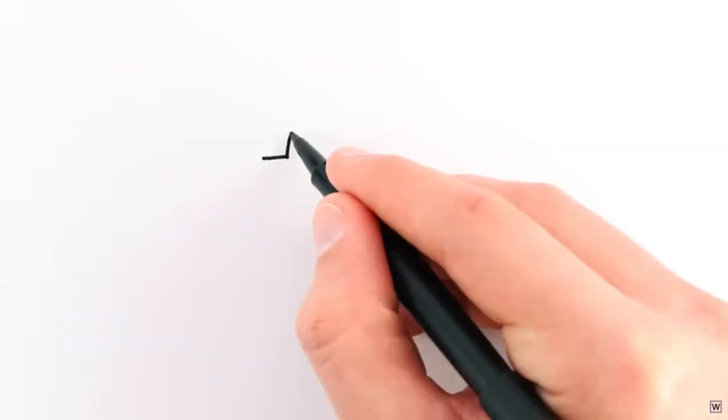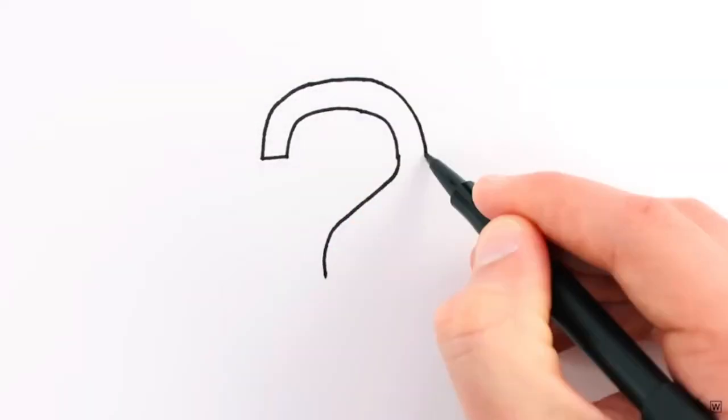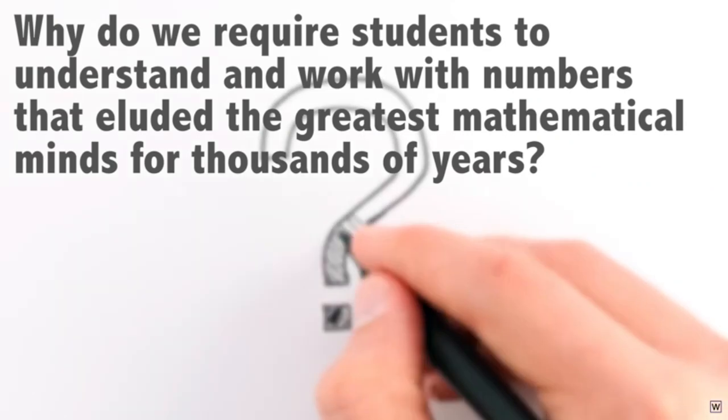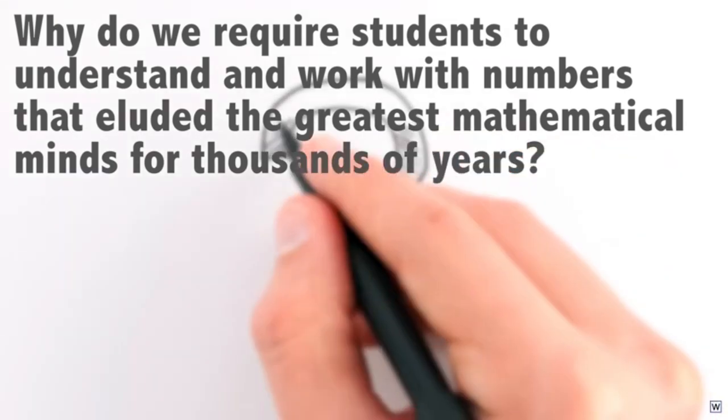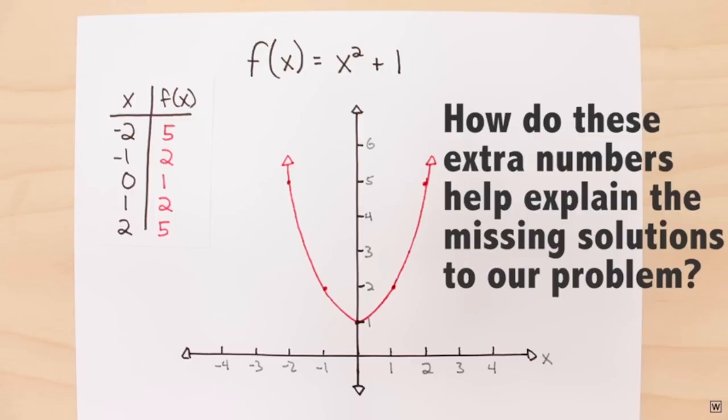So it's fair to say that negative and imaginary numbers raise lots of very good, very valid questions. Like, why do we require students to understand and work with numbers that eluded the greatest mathematical minds for thousands of years? Why did we even come to accept negative and imaginary numbers in the first place when they don't really seem to be connected to anything in the real world? And how do these extra numbers help us explain the missing solutions to our problem? Next time, we'll begin to address these questions by going way back to the discovery of imaginary numbers.